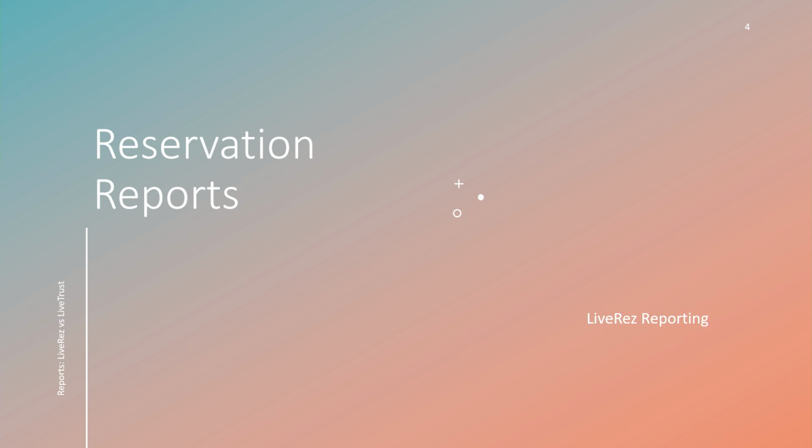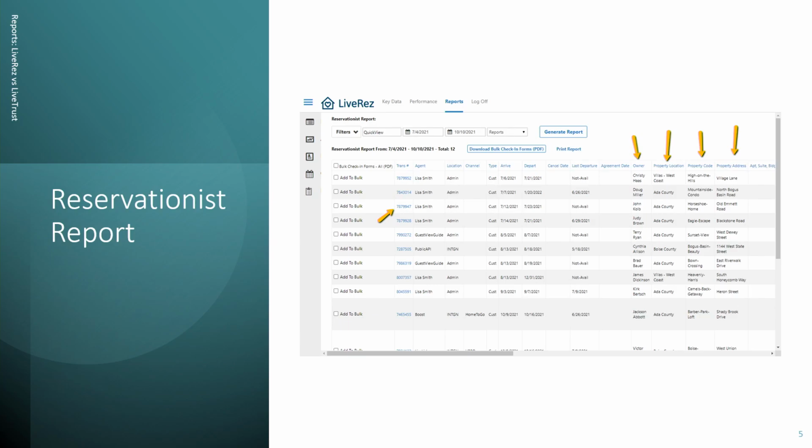So let's talk about the reports that are in LiveRez. LiveRez has several reports in that system, and they're actually broken up into categories. Some of the categories available are reservation reports, which include the reservationist report. We have accounting reports, business reports, occupancy reports, and LiveScore reports. We're going to talk about every single one of those reports and what they can do for you.